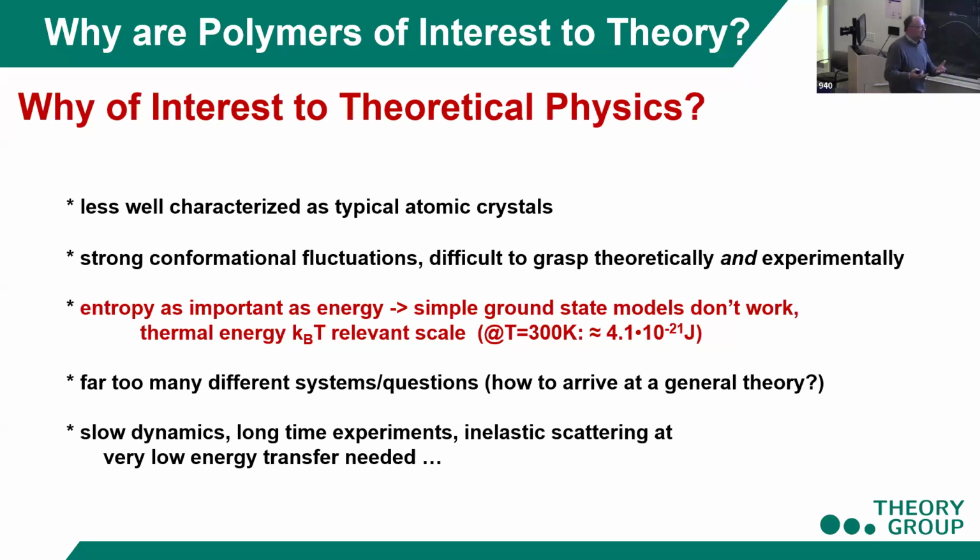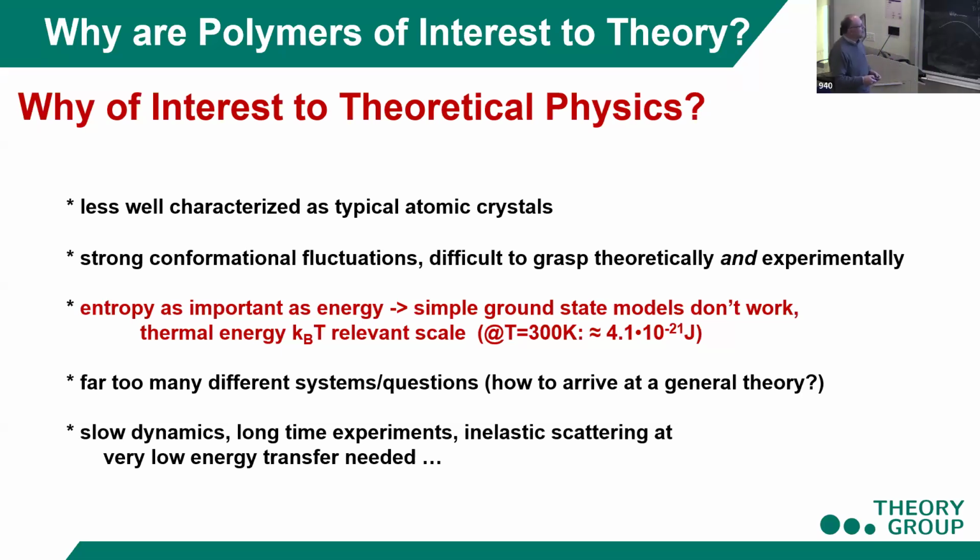Because in general, when you are a physicist, everything should be generic and in a general structure. And when you talk to a chemist and biologist, everything is specific. And somewhere in between we are living. So these systems are much less well characterized than typically crystals in standard solid state physics. The chains have strong conformational fluctuations that are very difficult to grasp theoretically and experimentally. That means that entropy is as important as energy. And the thermal energy at room temperature is pretty small. That's not a big energy when you think of electronic excitations or so.